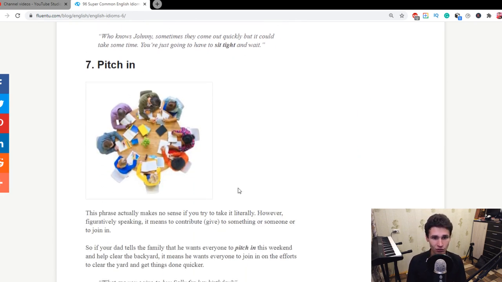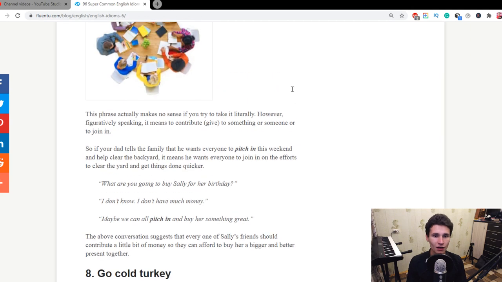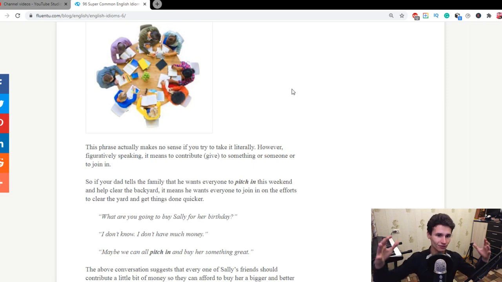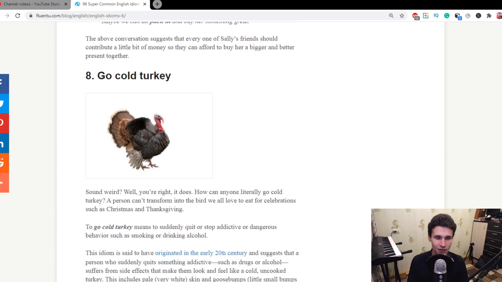Pitch in. I don't know what it is. If your dad tells the family that he wants everyone to pitch in this weekend and help clear the backyard, it means he wants everyone to join in. Pitch in means to gather people around. Everybody come here, I want to collect you to do things together. For example, maybe we can all pitch in and buy something great. We can use $10 from everybody, from 20 people, and we will have 200 and we can invest it in something like the SpaceX company.